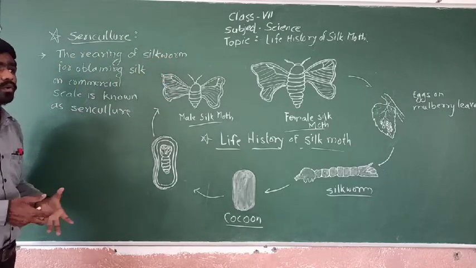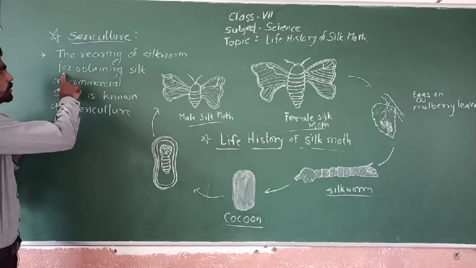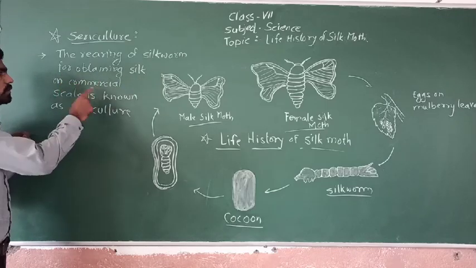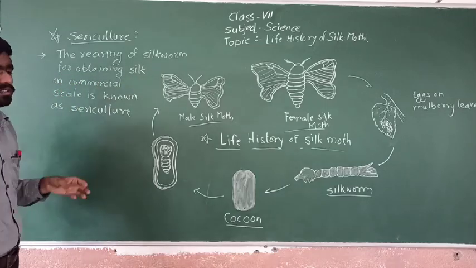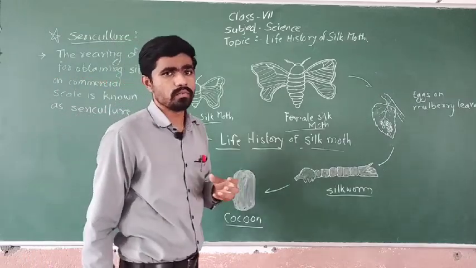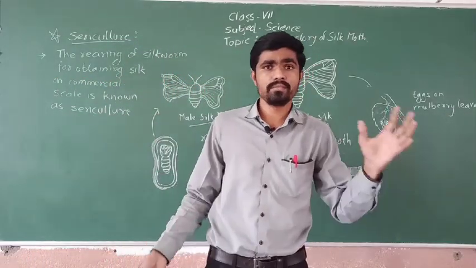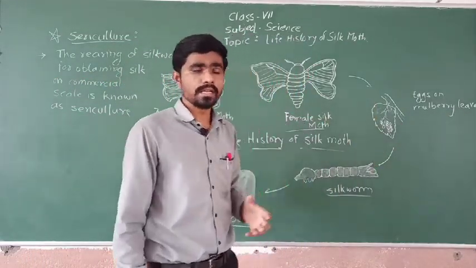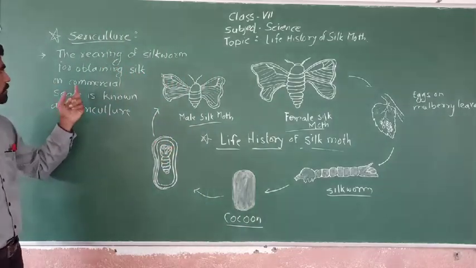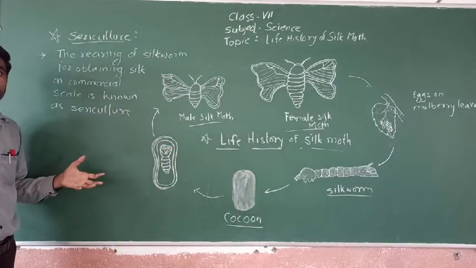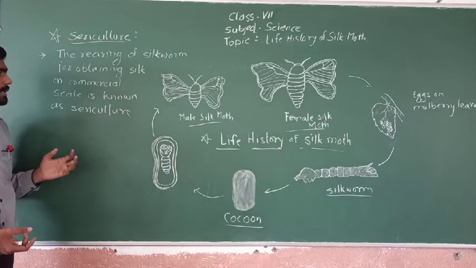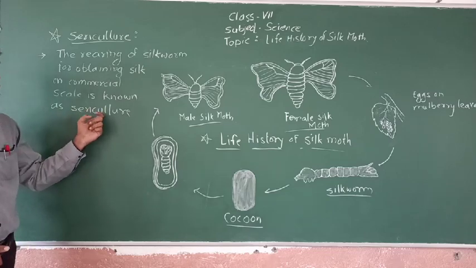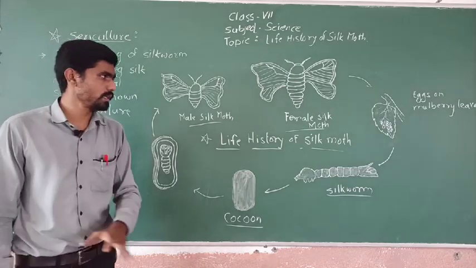Rearing silkworm for obtaining silk on commercial scale, not a small number of thread, we need a large number of thread, and for that we need rearing of silkworm on a commercial scale. We have to do rearing on a large scale, then we can call it sericulture. So let us study now the life cycles.